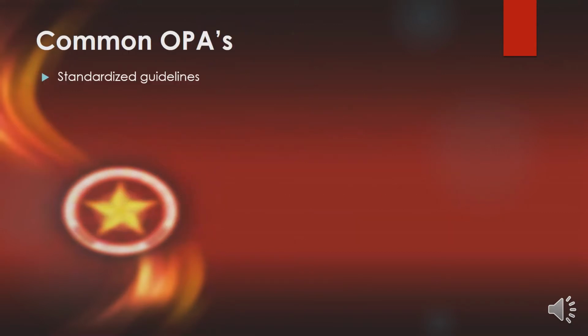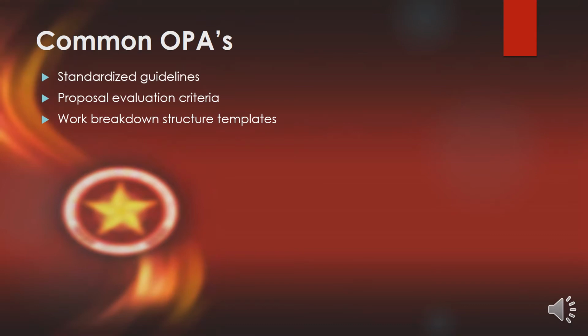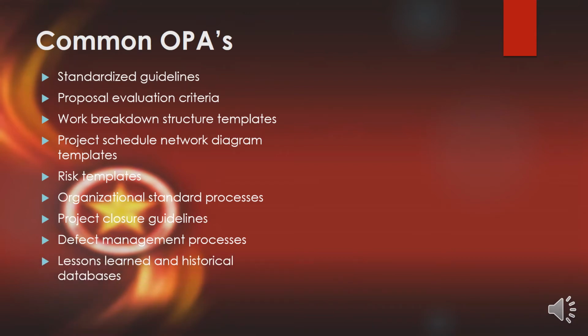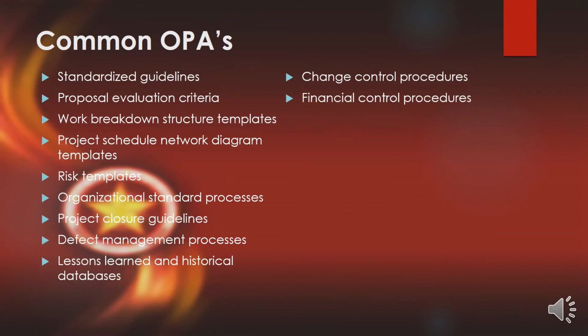Common OPAs are standardized guidelines, proposal evaluation criteria, work breakdown structure templates, project schedule network diagram templates, risk templates, organizational standard processes, project closure guidelines, defect management processes, lessons learned and historical databases, change control procedures, financial control procedures, project file.